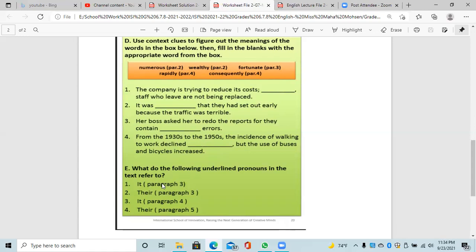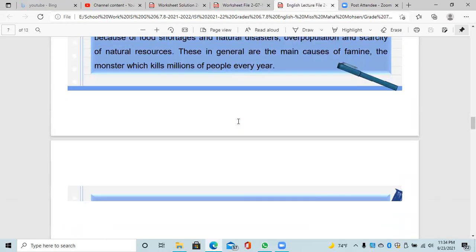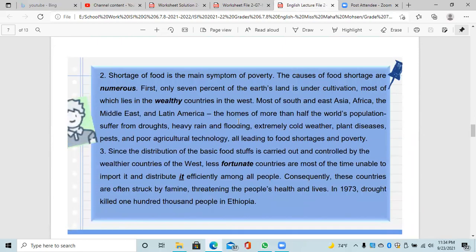So you have to look at them in the text. For example, it in paragraph 3. Let's do this together. It in paragraph 3, it's underlined. To find what it refers to, you have to start reading from the beginning of the sentence. So let's start from here. Since the distribution of the basic foodstuffs is carried out and controlled by the wealthier countries of the West, less fortunate countries are most of the time unable to import it and distribute it efficiently among people.